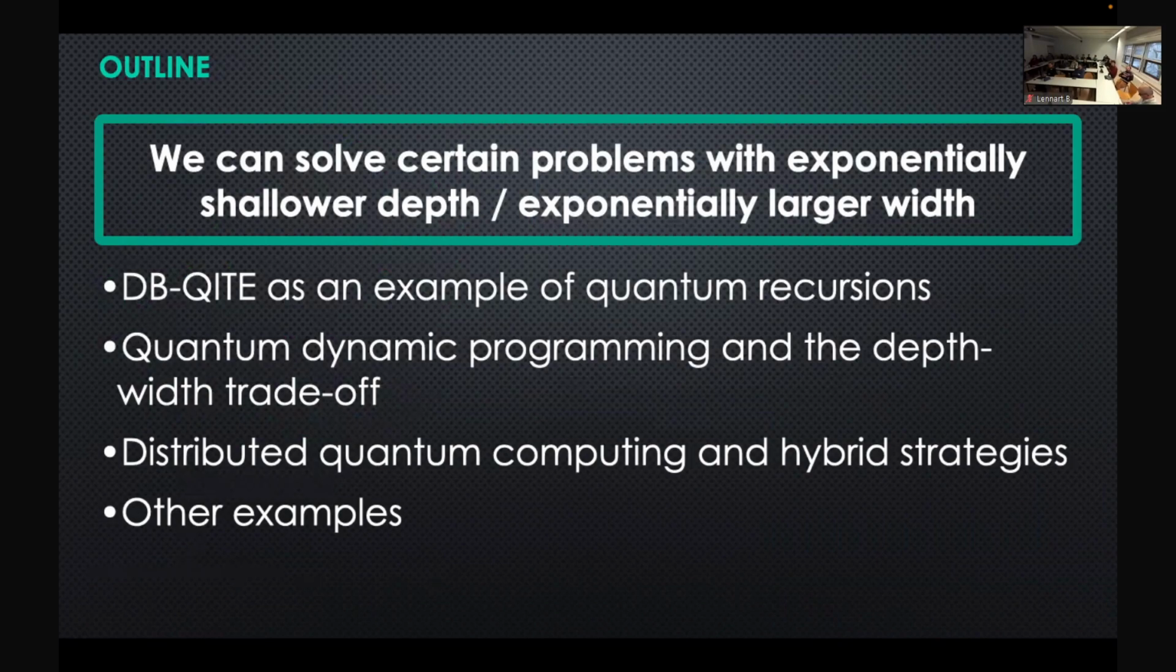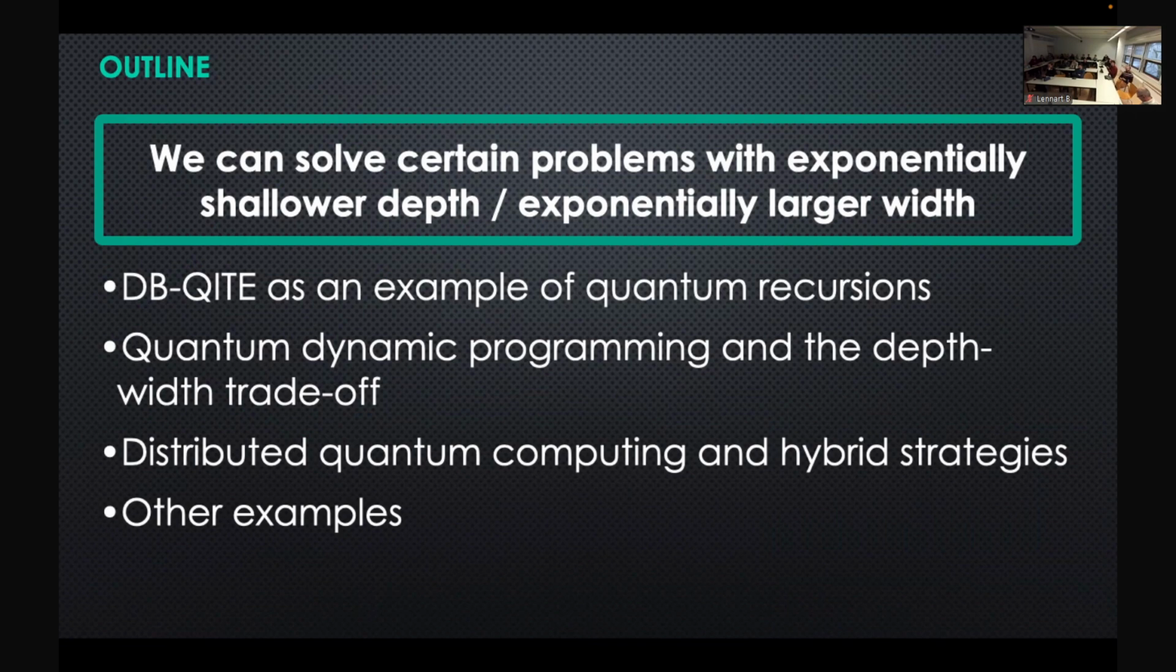Our reviewer told us that we lacked the punchline in our manuscript. This is the punchline. Basically, we can solve certain problems with exponentially shallower depths, but at the cost of exponentially larger widths compared to the conventional approach without this dynamic programming.